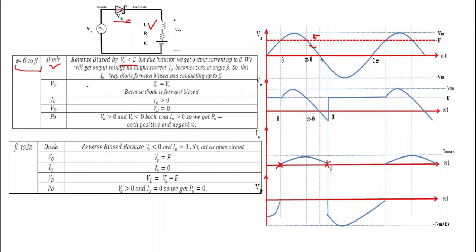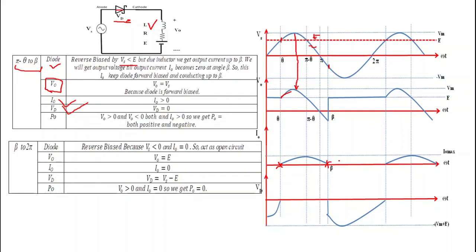So when this diode conducts, what happens? When the diode conducts, we get output voltage equal to source voltage, or we can say that when the diode conducts, the source voltage appears across the load. That's why V naught is equal to Vs and I naught is greater than 0, and when the diode conducts, the drop across the diode is equal to 0. So these are the waveforms. Here we can see that V naught is equal to Vs. This waveform appears exactly from theta to beta.